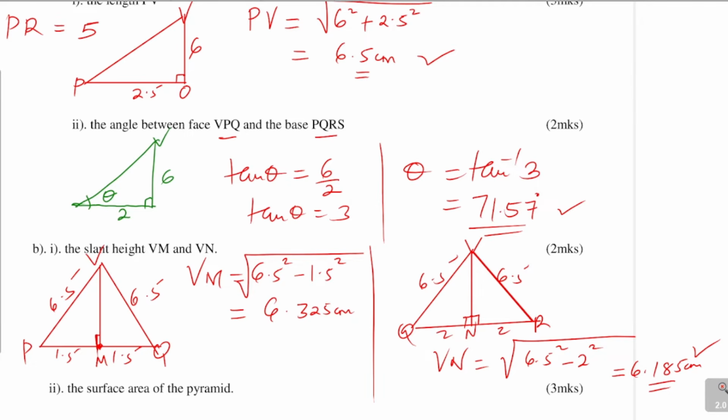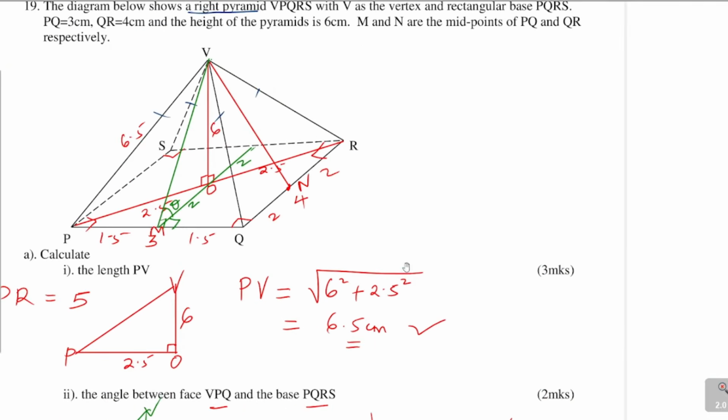Then the last question, the surface area of the pyramid. To get the surface area of this pyramid, we simply need to get the area of all the faces and then we add them up. How many faces are here? There are 1, 2, 3, 4, 5 faces. And for the slant faces, 2 are uniform. Every 2 are uniform. So I want us to start with the bottom face.